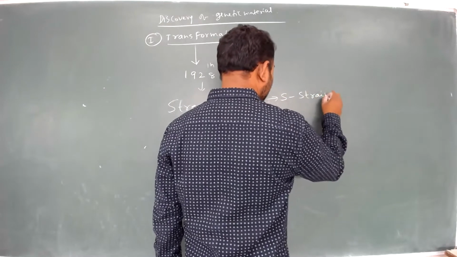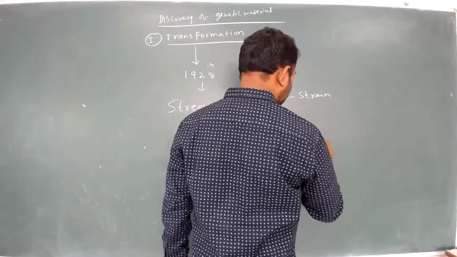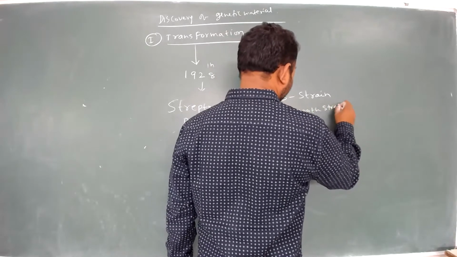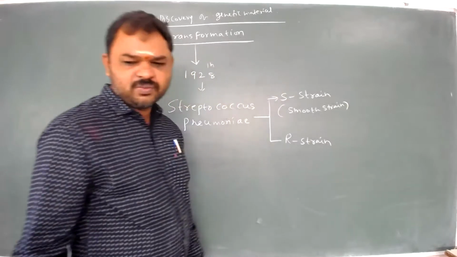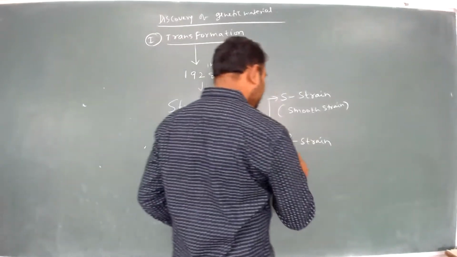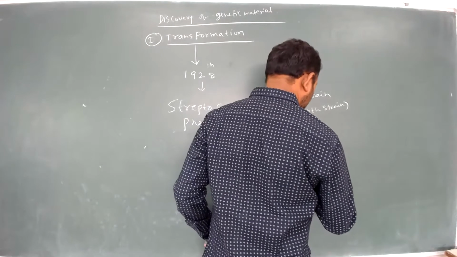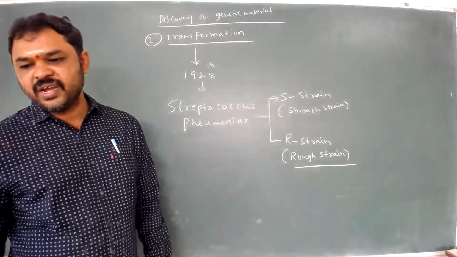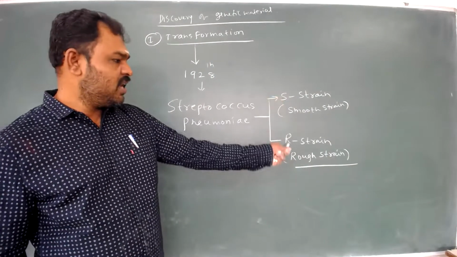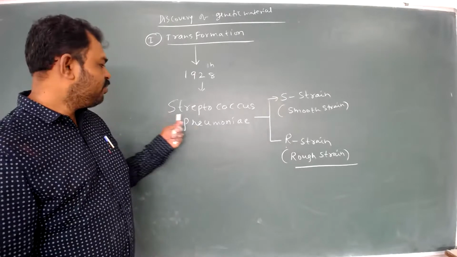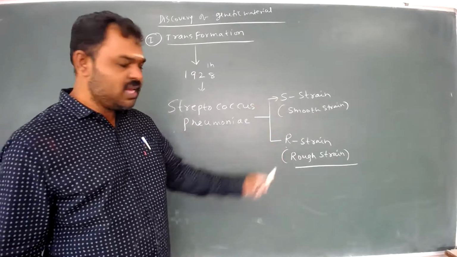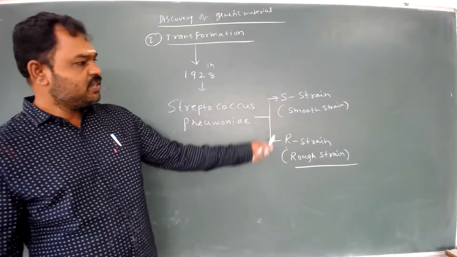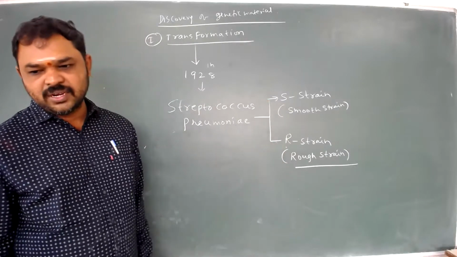One is the S strain, another one is the R strain. S strain means smooth strain. R strain means rough strain. So you can see S strain and R strain. Streptococcus pneumoniae bacteria has 2 types here, S strain and R strain. S strain means smooth strain, R strain means rough strain.